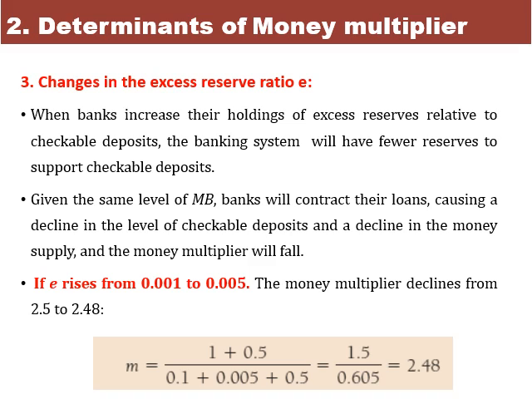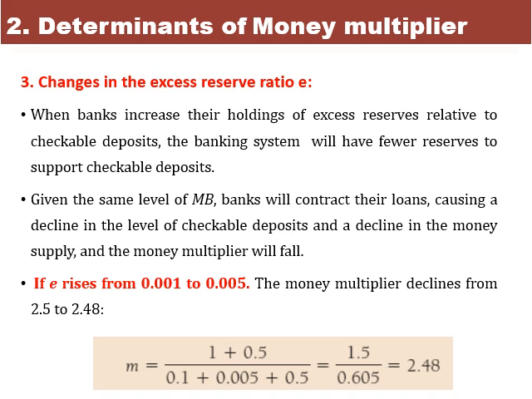The final factor that affects the money multiplier is the changes in the excess reserve ratio. When banks increase their holding of excess reserves relative to the available amount of checkable deposits, the banking system will have a smaller amount of reserves that can support checkable deposits, so their ability to create loans will be lower than before. They will create fewer loans and fewer checkable deposits, which will lead to a decline in the money supply, and of course the money multiplier will fall.